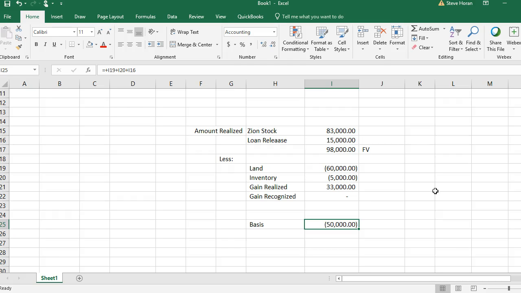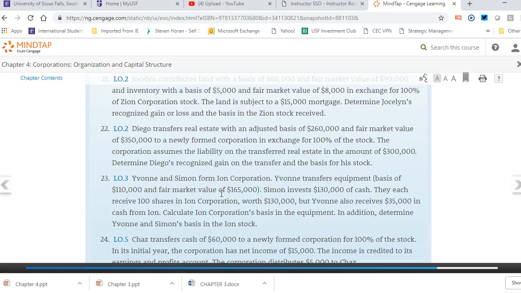The next question is 22. Let me get to that one here. For 22, this is Diego. He's transferring real estate with a basis of 260, fair market value of 350, to a newly formed corporation in exchange for 100% of the stock. The corporation assumes a liability on the real estate of 300. What is his realized gain on the transfer of the basis of the stock?